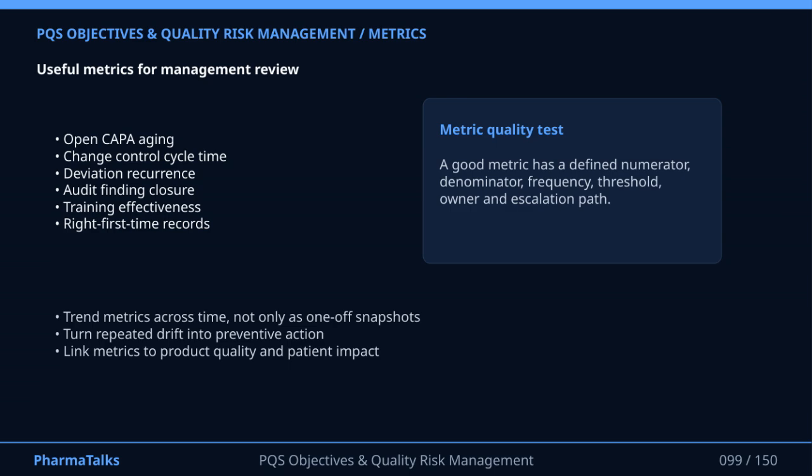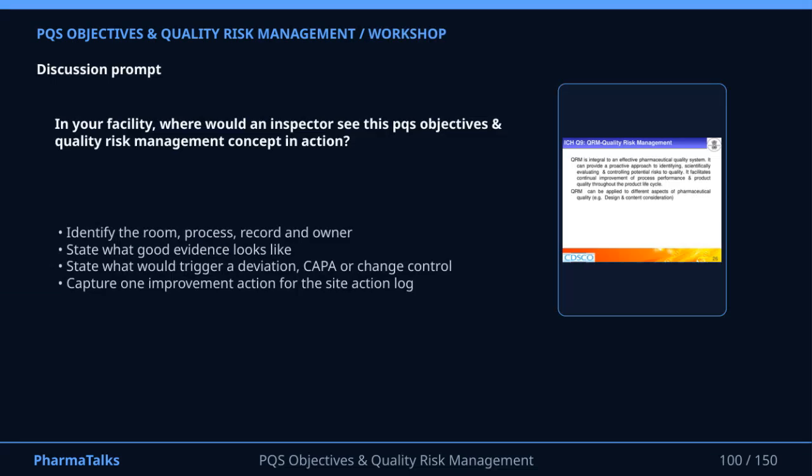Finally, linking these metrics directly to product quality and patient impact ensures that our measurement efforts drive meaningful improvements in safety and effectiveness. Let's think about how the PQS objectives and quality risk management principles are actually applied in your facility. Consider where an inspector might see these concepts in action.